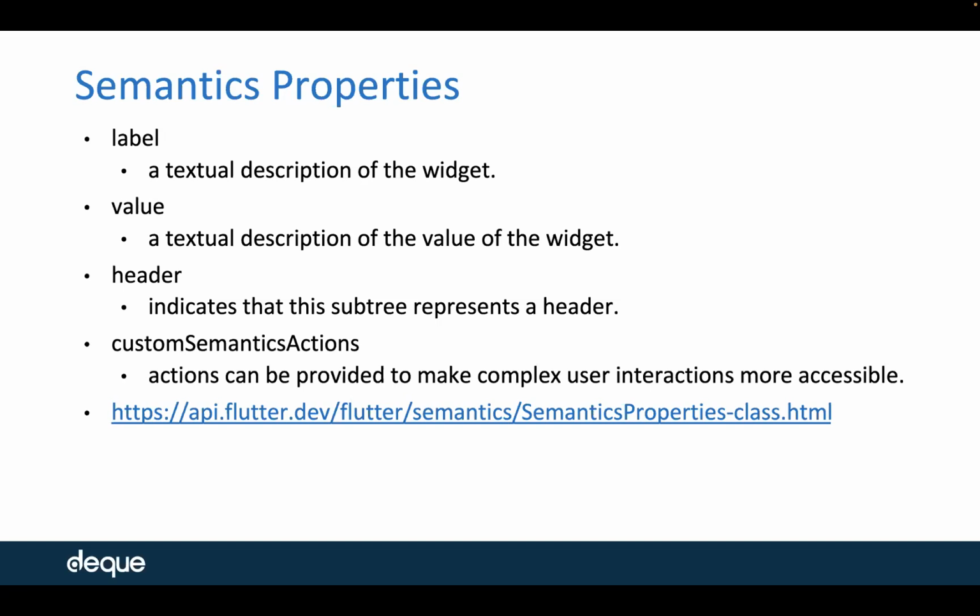And next is header. It's a Boolean value. If you want to read any label as a header for the screen reader users, we need to update this property as true. By default, the value is false. Or else, if we have a screen title, and I make it a custom navigation widget, in that case I need to update the title's semantic header property as true. Now only that label will be read as a heading for the screen reader users.